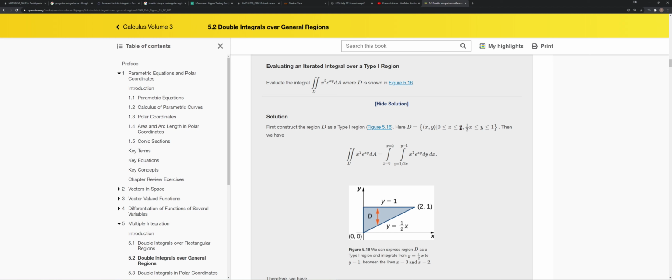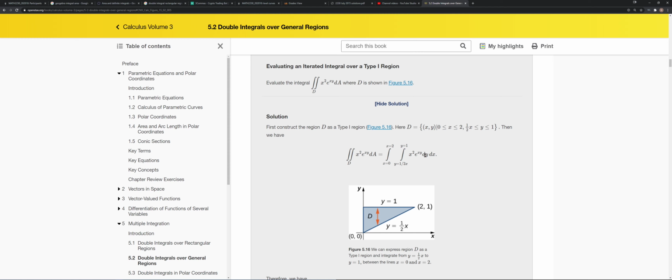The bottom curve is y equals a half x, and you go in between the vertical lines x equals 0 and x equals 2. Being a type 1 region means that you need to integrate with respect to y first, so the inside integral is with respect to y.